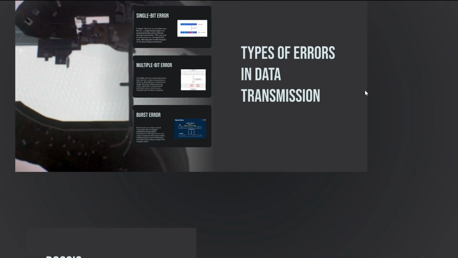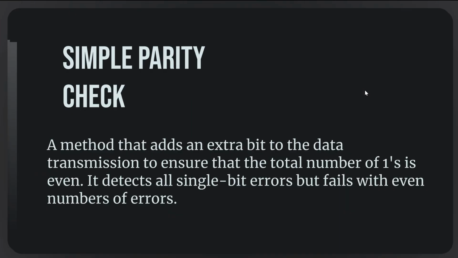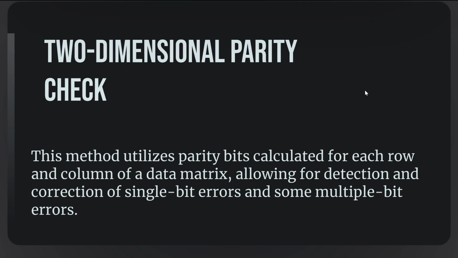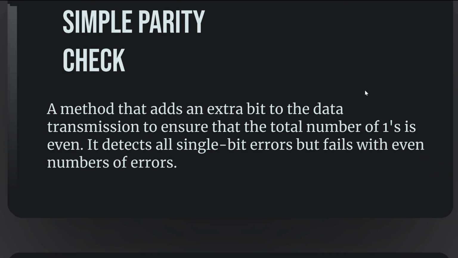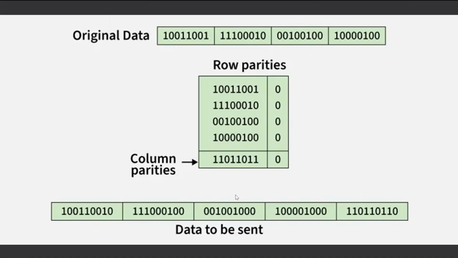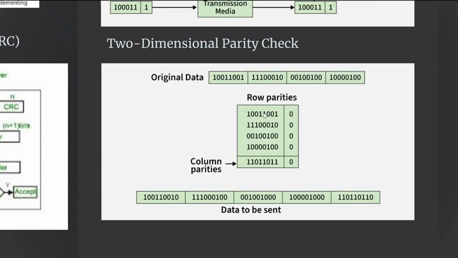The second one is the two-dimensional parity check. It utilizes parity bits calculated for each row and column of the data matrix, allowing detection and correction of single-bit errors and detection of some 2 or 3 bit errors. The only disadvantage is that although it detects 2 or 3 bit errors, it is not able to correct them. Diagrammatically, you can see the two-dimensional parity check here. Rows and columns both are looked into.